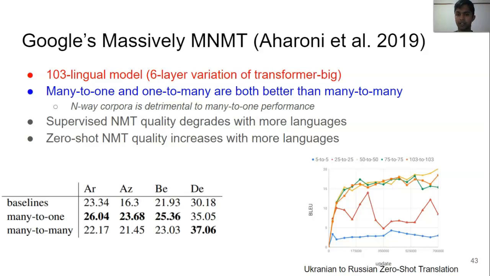With regards to zero-shot translation, you can see the graph on the bottom right side, which talks about Ukrainian to Russian zero-shot translation, and it shows how translation quality improves over the number of updates for different many-to-many models. So for the 5-to-5 multilingual model, there is a certain amount of zero-shot translation quality, because this particular model was not trained on a direct Ukrainian to Russian parallel corpus. But as you increase the number of languages in the multilingual model, you can see that the zero-shot translation quality shoots up by a substantial amount, and the quality peaks at a 50-to-50 model.